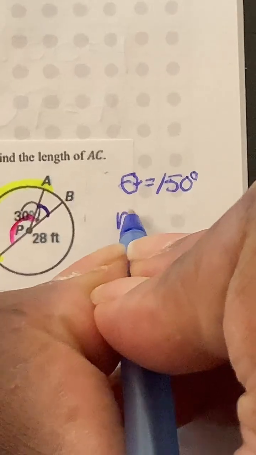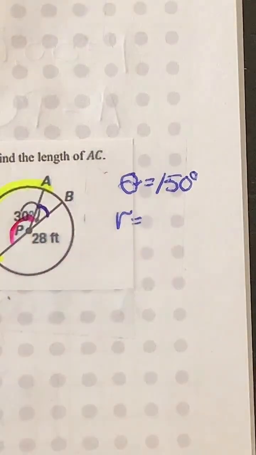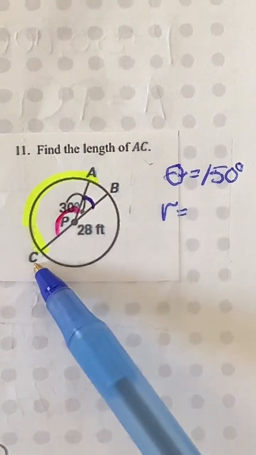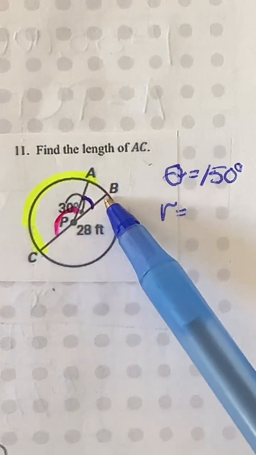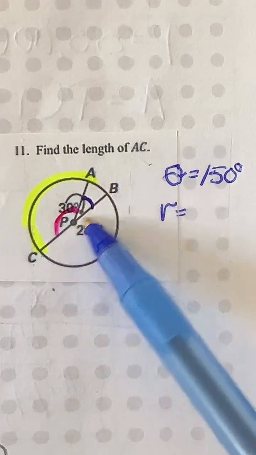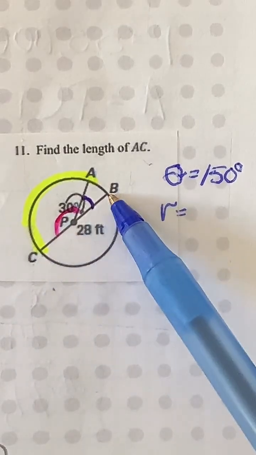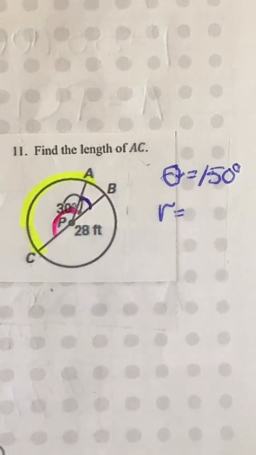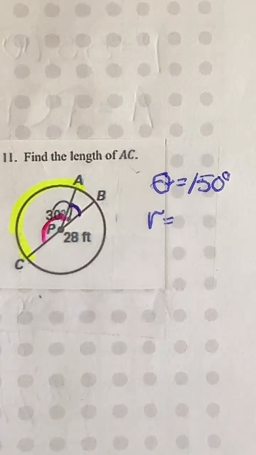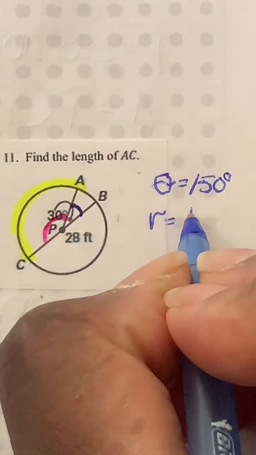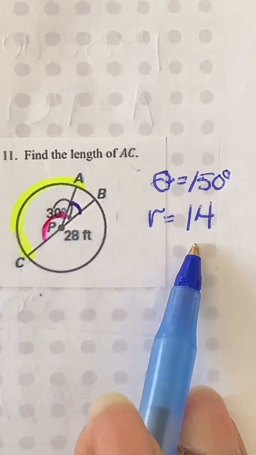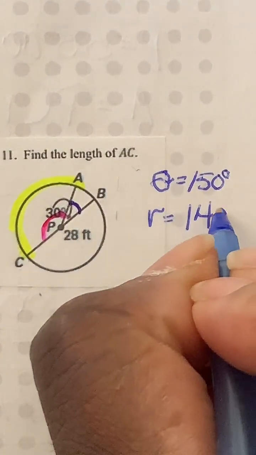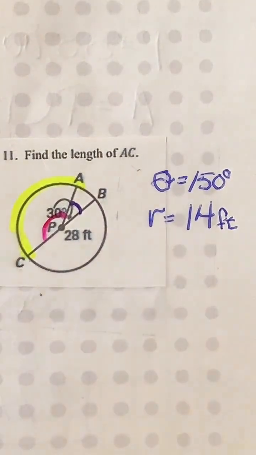Now the other thing that we need is our r, which is our radius. They're telling me that the diameter is 28. And how do I know? They drew a long chord right smack in the middle of the center of the circle. So if that whole thing is 28, my radius is going to be 14, because 28 divided by 2 gives me my 14. And I'm going to write 14 feet just to remind myself of the measurements.